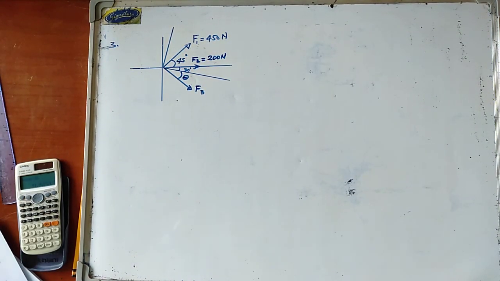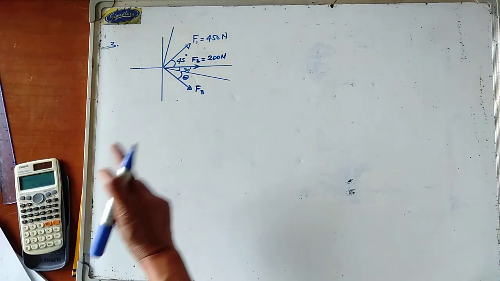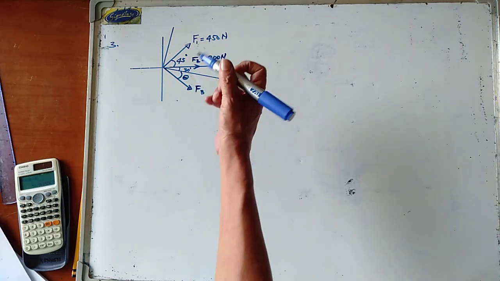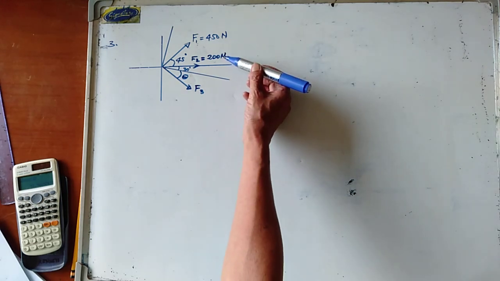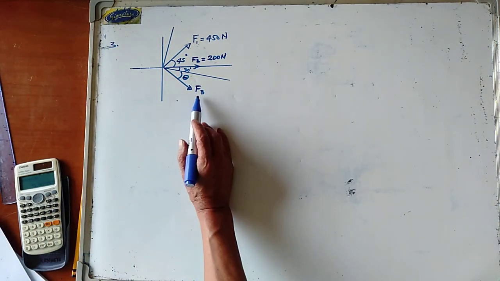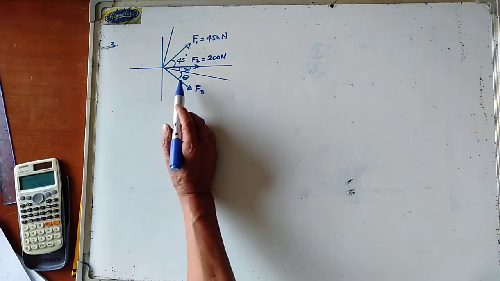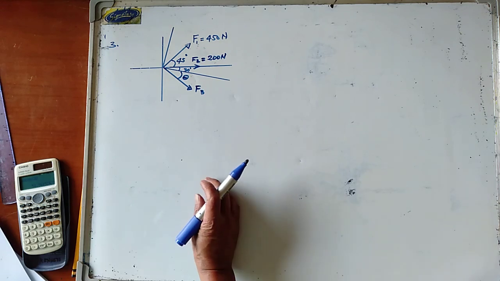Okay, so we have sample problem number 3. We have 3 forces upon the bracket as shown. F1 is 450 newtons, F2 is 200 newtons, and F3. Determine the magnitude and the direction theta of F3 so that the resultant force is directed along the positive x prime axis and has a magnitude of 1,000 newtons.